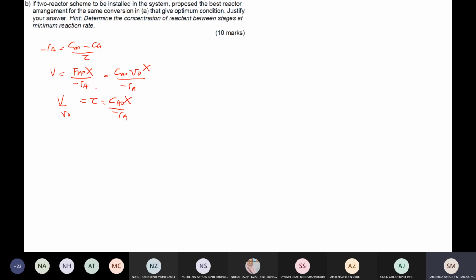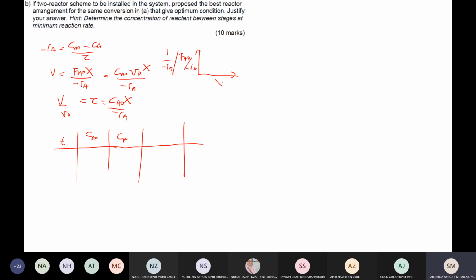So sekarang ni kita nak plotkan graph dia in order to get the volume. So we have tau here in the graph, and then we have CA0, and then we have CA. Sekarang ni kita nak dapatkan graph, sama ada you nak buat FA0 over negative RA ataupun you boleh buat 1 over negative RA juga versus X, sebab kita nak cari volume. So guna apa yang ada kat sini in order for you to dapat plot ni. Daripada situ you kena derive apa-apa benda, guna je information.